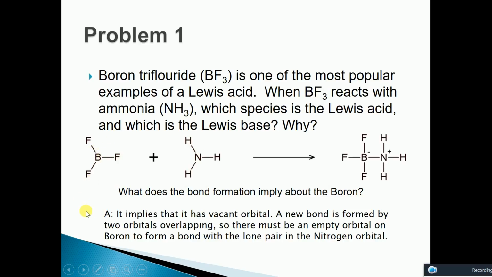So yeah, the takeaway from this is that this BF3 here is the electron acceptor, and so it is the acid, and the nitrogen is donating its electrons. And also, how does a bond form? Well, it's the overlap of orbitals. So in order to form a bond, you need to have orbitals to overlap. Okay.